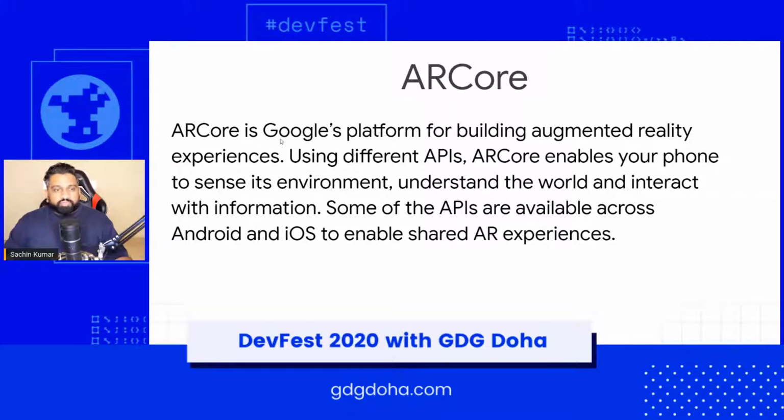AR Core. So now that we understand what augmented reality is, let's understand what Google's part is in this whole process. Google has built AR Core, which is Google's platform for building augmented reality experiences. Using different APIs, AR Core enables your phone to sense its environment, understand the world, and interact with the information around it. Some of these APIs are available across both Android and iOS to enable shared AR experiences. So with just AR Core, provided by Google, you'll be able to build for both Android as well as iOS.